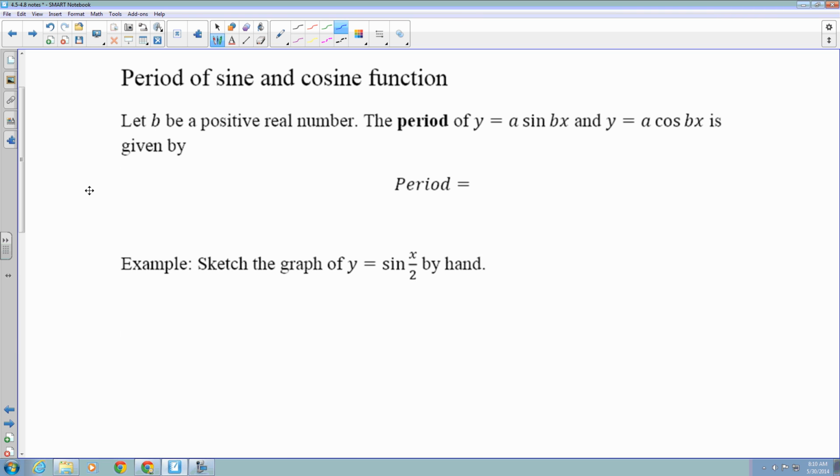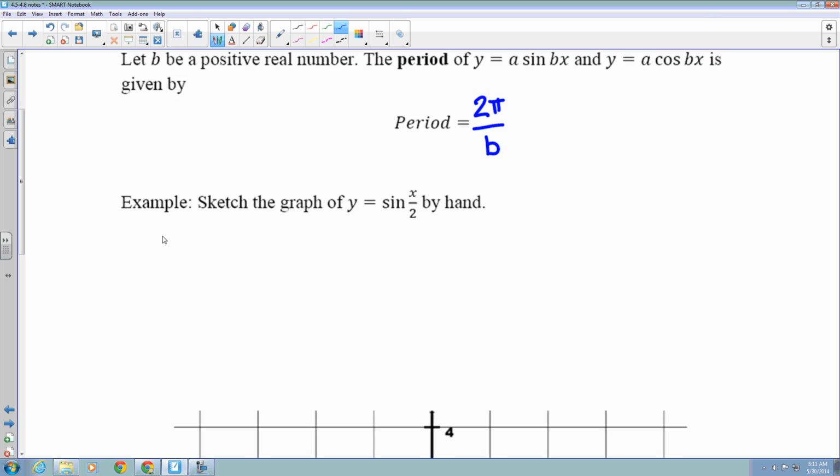All right, so we've talked about this a few times already, that the period is normally 2 pi. But if there's a b or any number in front of your x in your function, so the number right in front of the x is your b, to find the period of that function, you would do 2 pi divided by b. And that's going to change the length of your graph, not the height necessarily, but the length.